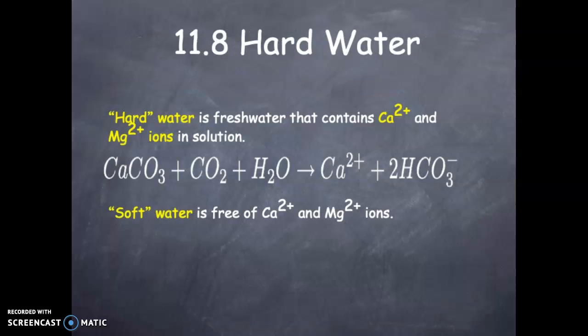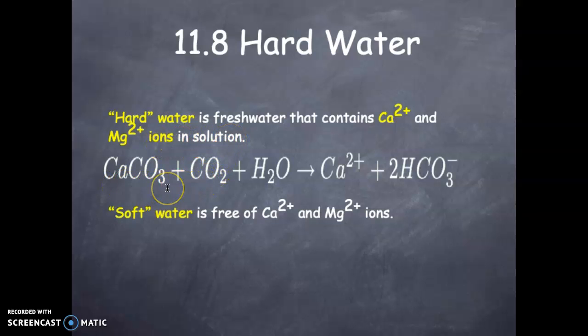Hard water. Hard water, as you know from experience, can plug up or stop pipes in your home. It will clog up an iron that you use to smooth out clothing. So what are the constituents that lead to hard water? Hard water is fresh water that contains the calcium 2 plus and/or the magnesium 2 plus ion in solution.